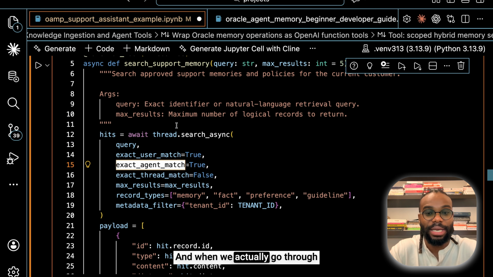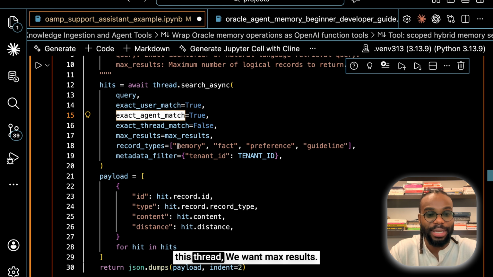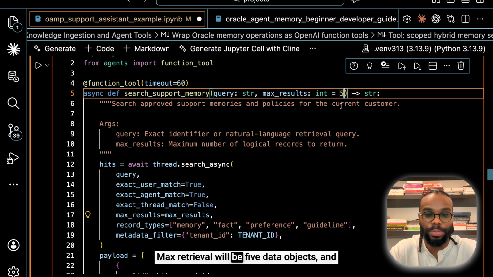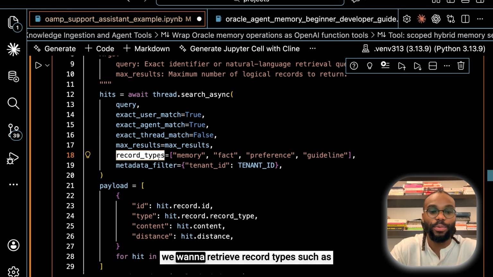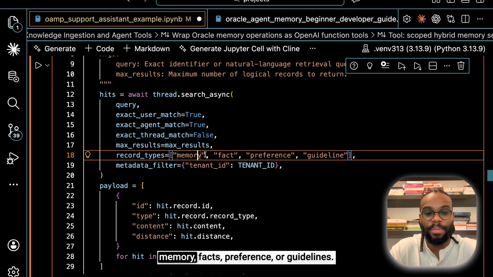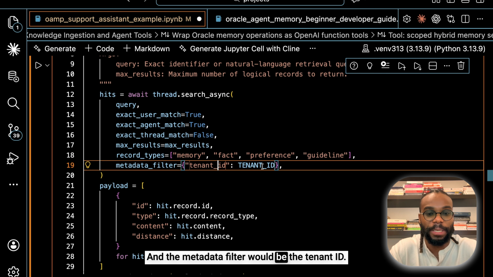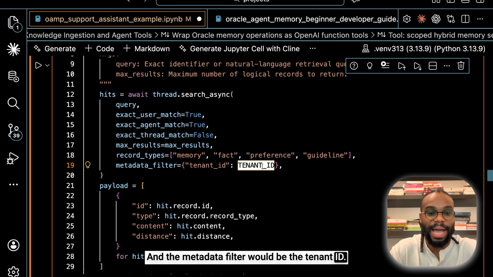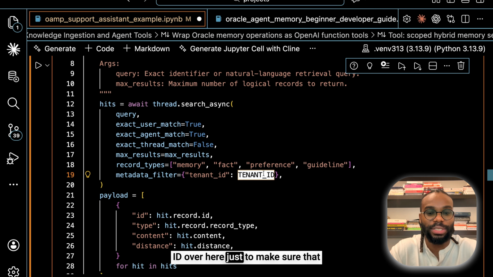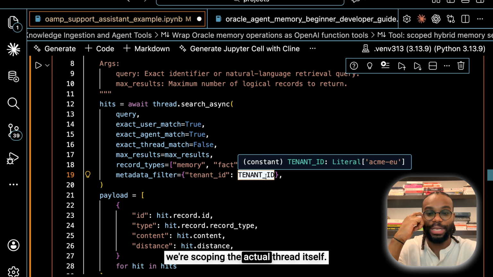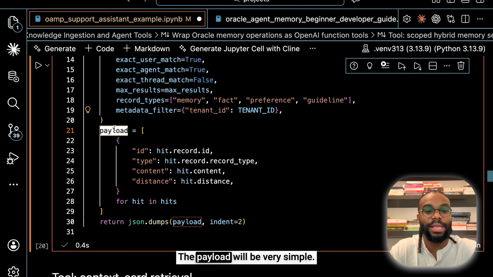And when we actually go through this thread, we want max results. Max retrieval will be 5 data objects. And we want to retrieve record types such as memory, facts, preference, or guidelines. And the metadata filter would be the tenant ID. We're just going to filter by the tenant ID over here just to make sure that we're scoping the actual thread itself.